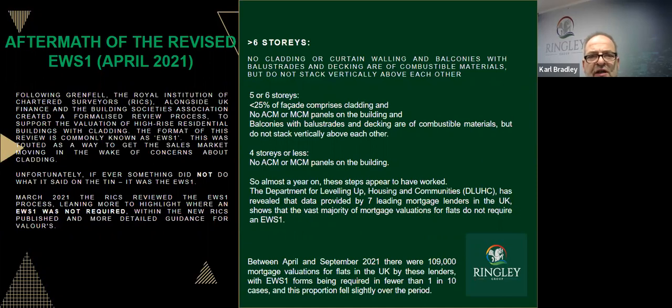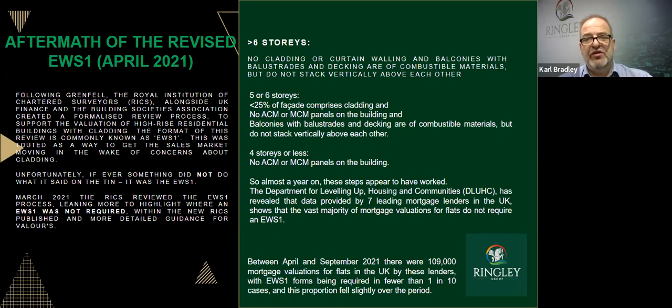Following the tragedy at Grenfell, the Royal Institute of Chartered Surveyors, RICS, alongside UK Finance, came up with the EWS1. Everybody probably knows this term now. The mortgage lenders forced this onto people, and it's still doing so, and depends on what type of building you've got, what type of cladding you have, whether or not you need an EWS1. This has caused arguments upon arguments, lenders refusing lending for remortgaging or initially mortgage lending.